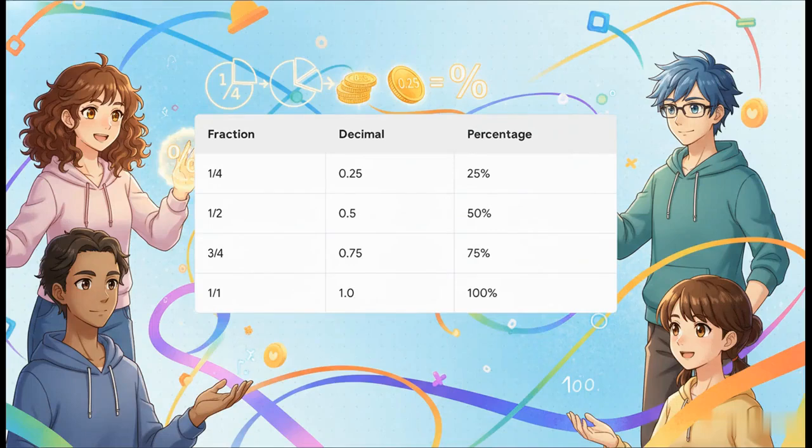And here we go. This is basically your ultimate cheat sheet. You might want to screenshot this one. It puts all the common ones right next to each other. So you can see plain as day, 1/4 is 0.25, which is 25%. 3/4 is 0.75, which is 75%. It's the perfect way to see how they all line up.